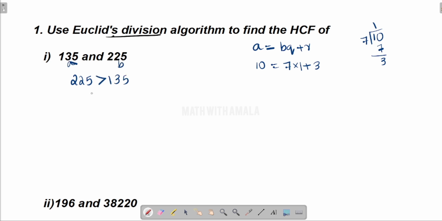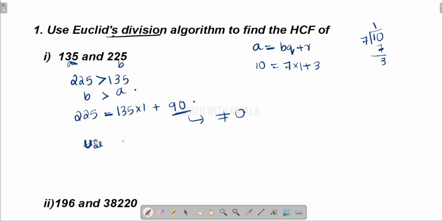Now we have to check which of these two numbers is bigger. We got that 225 is greater than 135, so you can write it like b greater than a. Let's apply this in Euclid's division algorithm: 225 = 135 × 1 + 90.